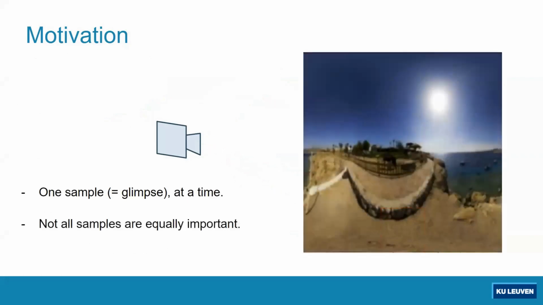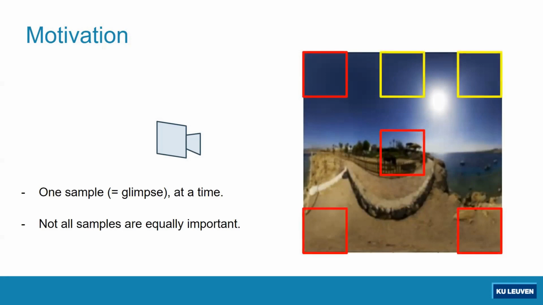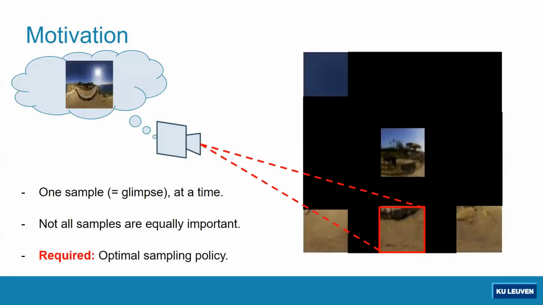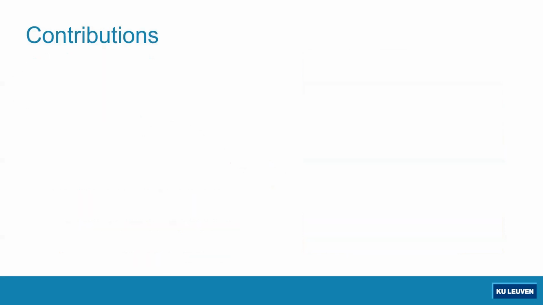However, not all glimpses are equally important. Some provide more information about the environment than others, and hence, for a limited glimpse sampling budget, learning an optimal policy is required. In this paper, we present a simple agent to solve this task of active visual reconstruction.